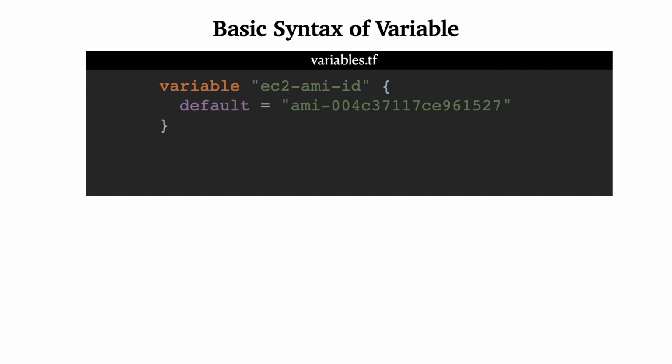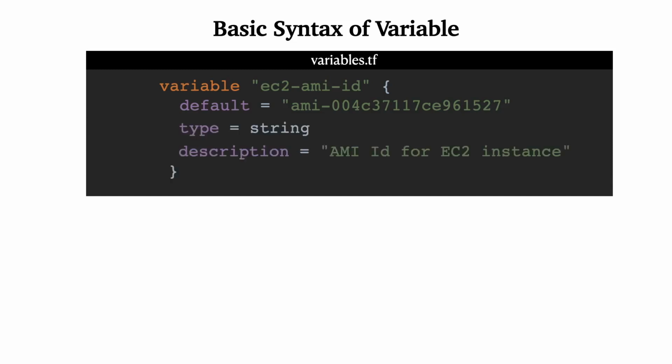So a variable block contains multiple arguments. First, we already saw default, in which we specify the default value for a variable. Let's understand the other arguments as well, that is type and description. In the description, you can specify a description for a variable, for example, the purpose of the variable. The type argument specifies what value types are accepted for the variable. The type argument in a variable block allows you to restrict the type of value that will be accepted as the value for a variable.